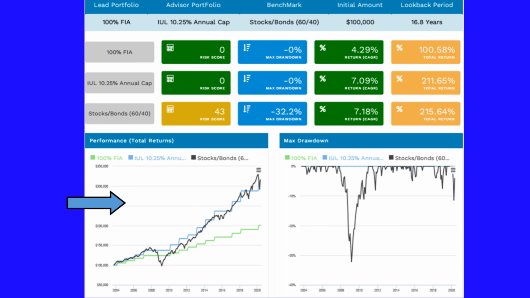So look below at the chart. On the left side, that's the performance chart. Notice the blue line and the green line. They have stair-step growth, no losses, right? That's the annual reset working. All right, so now focus on the blue line, the index universal life insurance versus the 60-40 mix. That's the black line. See how much of the time it's at or above the black line?